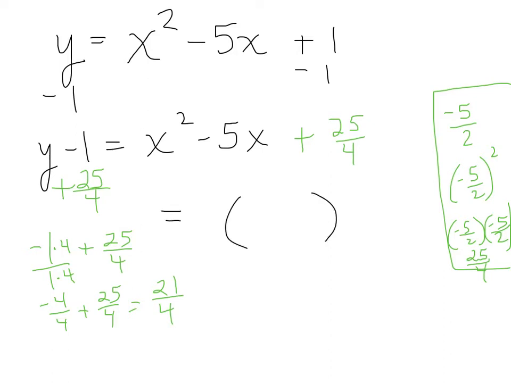Put your parentheses down, put your square down, put your x down. And the rule is the same as it's been. What's going to go in parentheses there? -5/2. Whatever you got when you took half, that's what's going right there. -5/2.